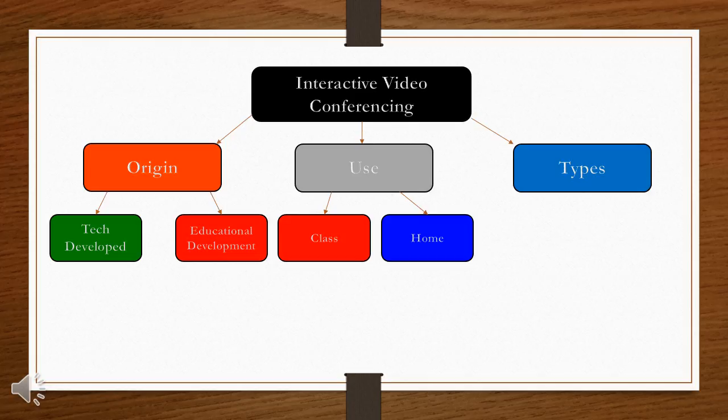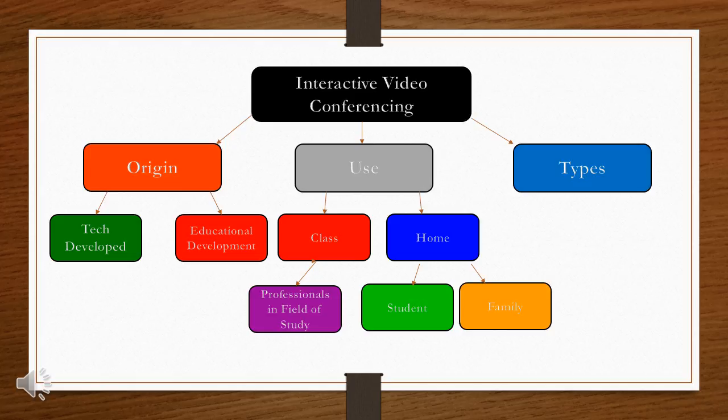In slide 5, I continued the use subtopic. I chose red for the use of video conferencing in class, again because it reminded me of an apple. I chose blue for the use of video conferencing in the home because I associate royal blue with my own family.